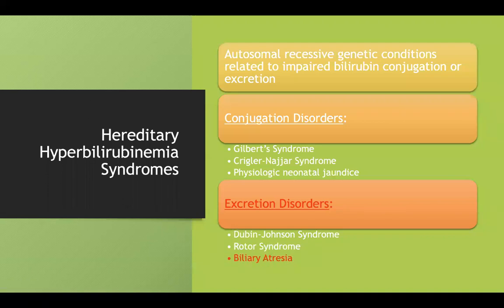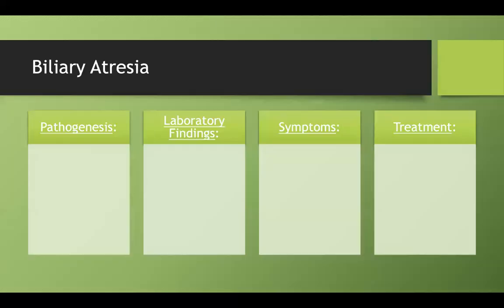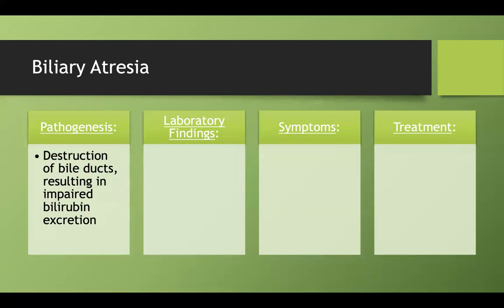Let's finish this off by talking about biliary atresia, which again, technically isn't an autosomal recessive condition, but it will present very similarly to what we just talked about. So what's happening in biliary atresia is that you have, for whatever reason, destruction of your bile ducts. And so that's going to cause impaired bilirubin excretion. So on laboratory findings, just like in Dubin-Johnson and Rotor syndrome, you're going to find an elevated conjugated or direct bilirubin in the blood.